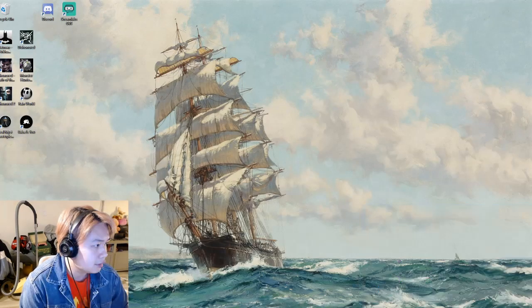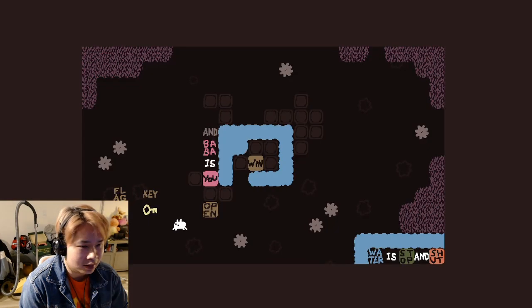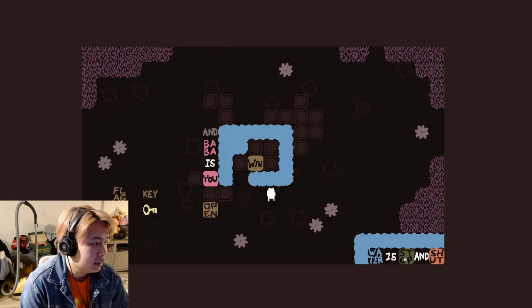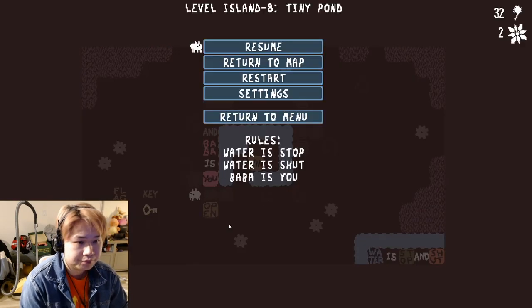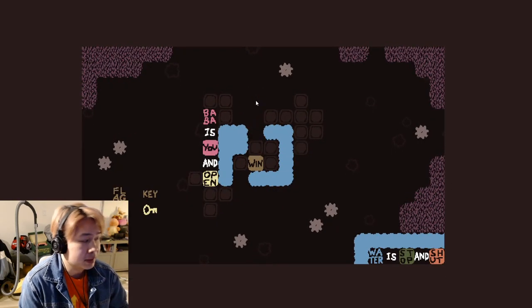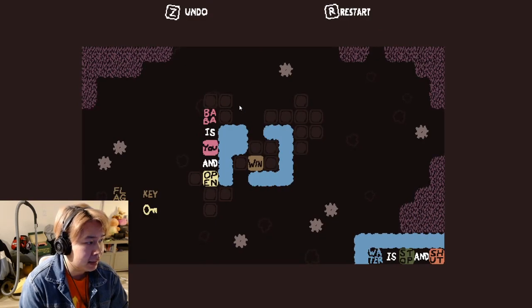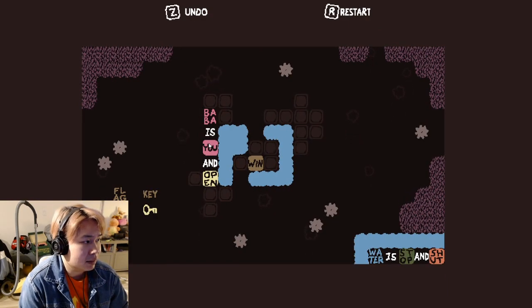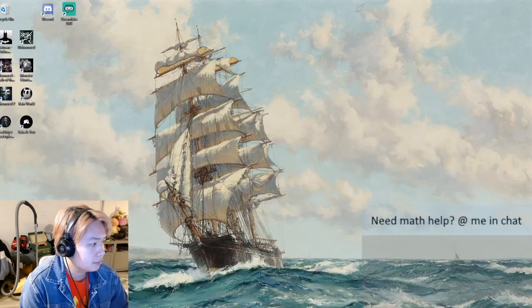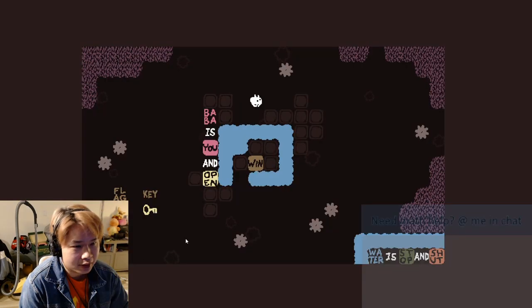according to whatever I need to. But you can see, right now, there's some conditions, right? The water is stopped, so what stop means is that I can't walk through it. And then, the water is shut. So, the water is shut means that if I have something that's open, for example, Baba, which is this thing, if I touch it, then it opens it up. But of course, the thing disappears. Now, because I am Baba, then I die because I use it up.